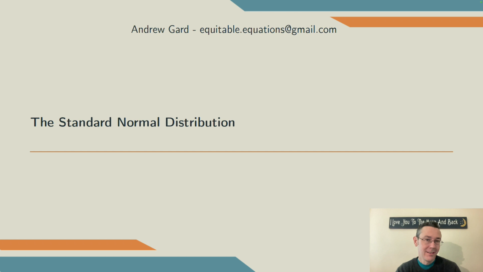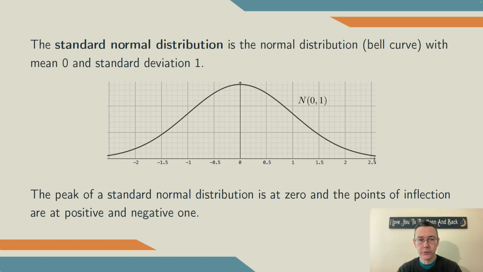Hey everybody. Today we're talking about the standard normal distribution. And this is just the normal distribution, or bell curve, with mean 0 and standard deviation 1. So the peak of the standard normal distribution is at 0, and the points of inflection are at positive and negative 1. And by point of inflection, I mean a place where the graph changes curvature, where it changes from looking like the top of a hill to the bottom of a valley.